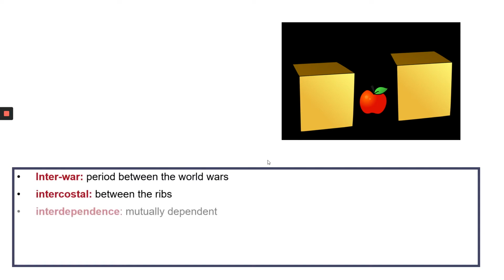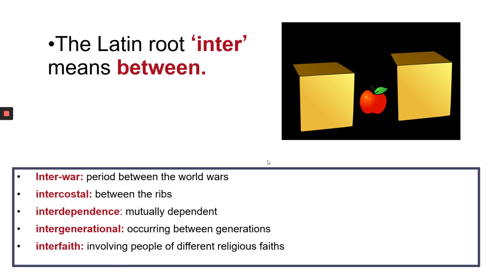Now, it comes to this whole idea here. What do we mean by inter? So we've used a few terms that inter literally means between. It is the Latin word for between. So we've got interwar, intercoastal, interdependence, intergenerational, interfaith. These are all different words that we use to mean in between. Okay.